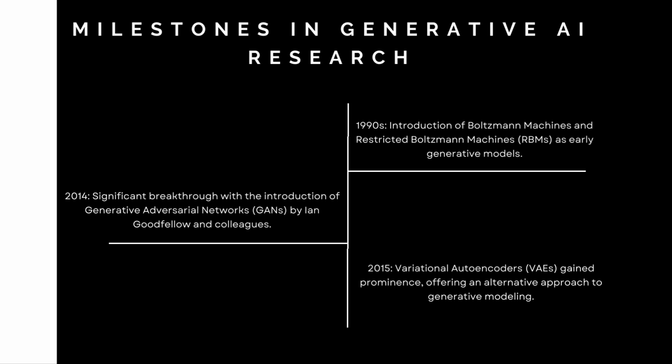What are the milestones in generative AI research? In the 1980s, Boltzmann machines and restricted Boltzmann machines were introduced as early generative models. In 2014, a significant breakthrough came with the introduction of the generative adversarial network by Ian Goodfellow and colleagues. In 2015, variational autoencoders, which means VAEs, gained prominence, offering an alternative approach to generative models.